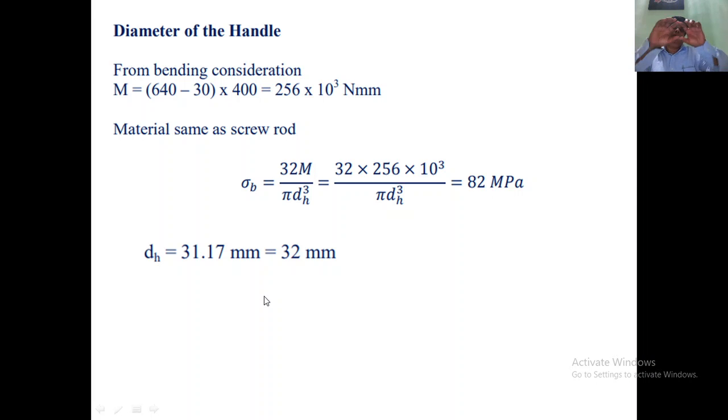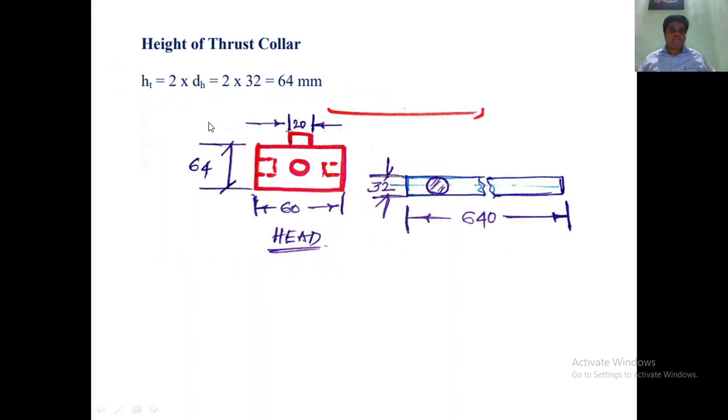So that rod has to be designed for bending moment. And this is the height of the collar. The height of the collar will be equal to 2 times the diameter of this handlebar. So the handlebar diameter is 32, so the height of the collar will be 64.